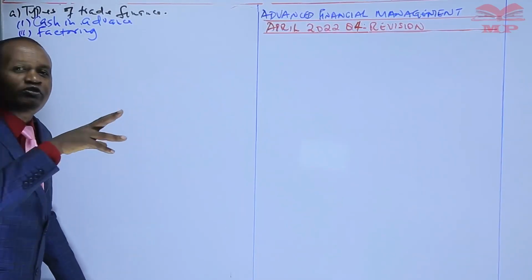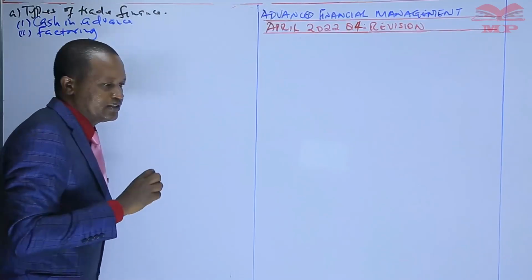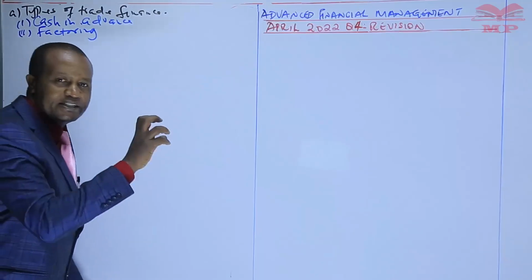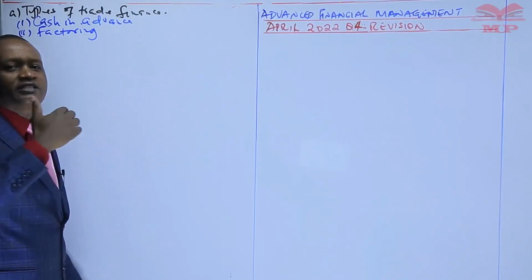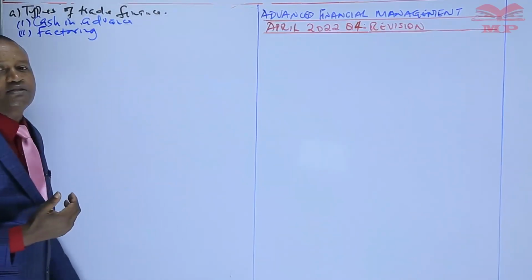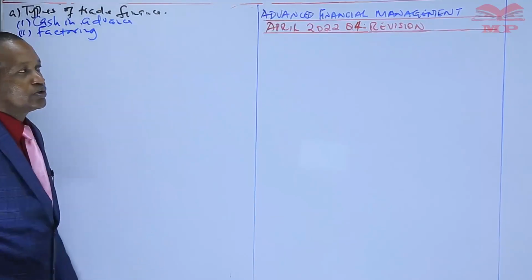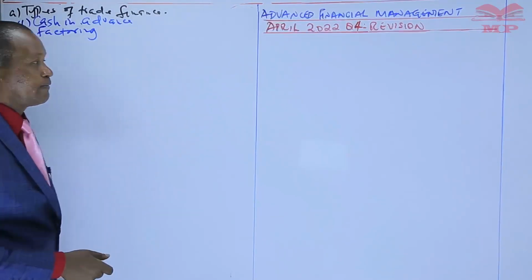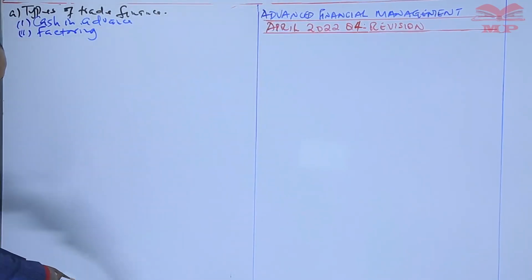It's a special form of short-term finance where a finance company buys or purchases the seller's receivables or debtors and assumes the credit risk either with or without recourse to the seller. Factoring, buying of the debtors or purchasing the seller's debtors.